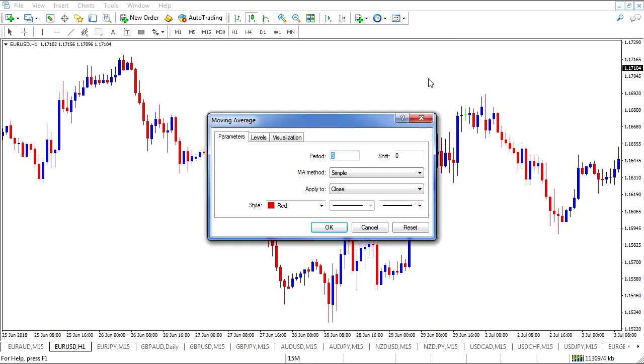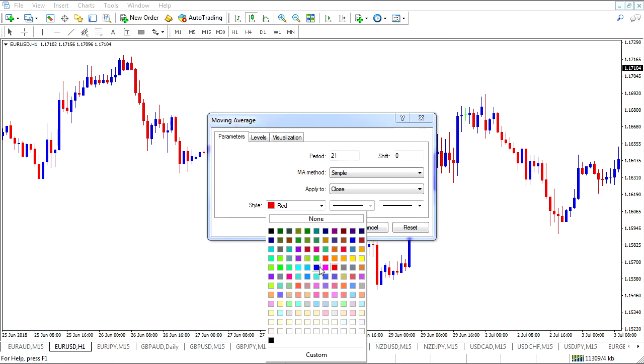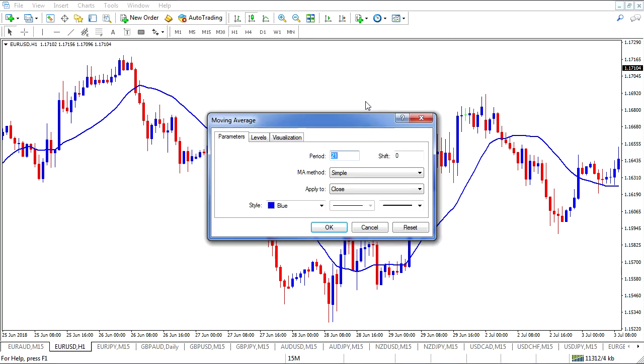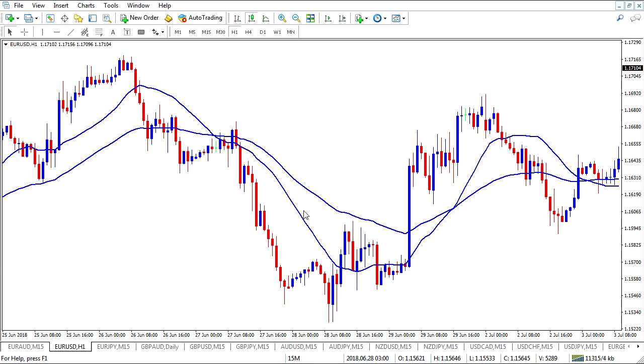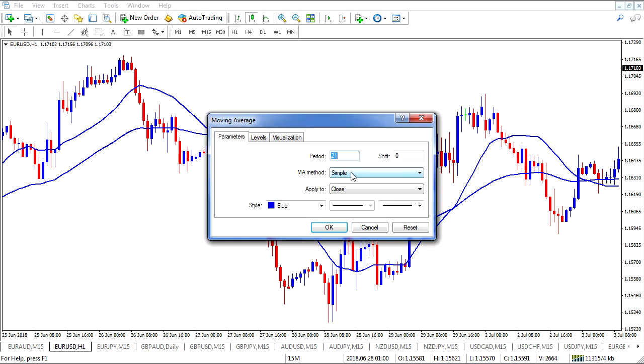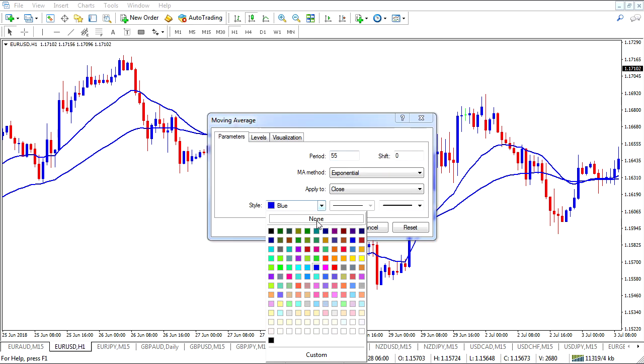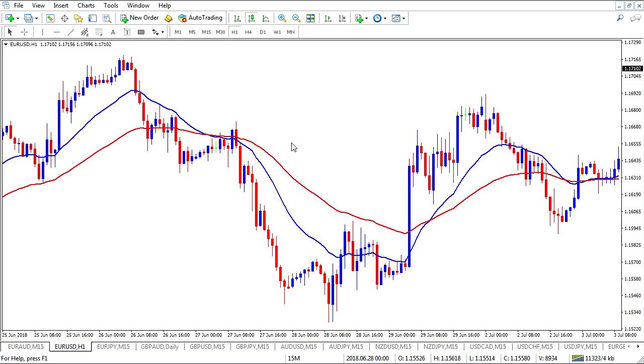So let's add a 21. This 21-55 combination is one that I really like. So we've got a 21. I'm going to add a 55. And this 21, I'm going to make exponential. The 55, I'm going to turn red. And what we can see at this point is we've got a longer term moving average.